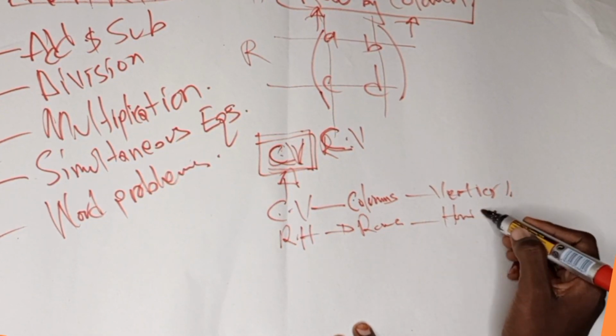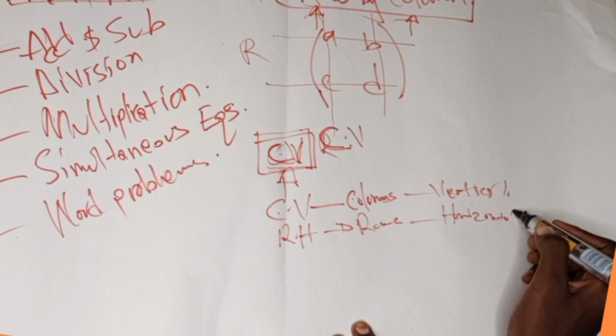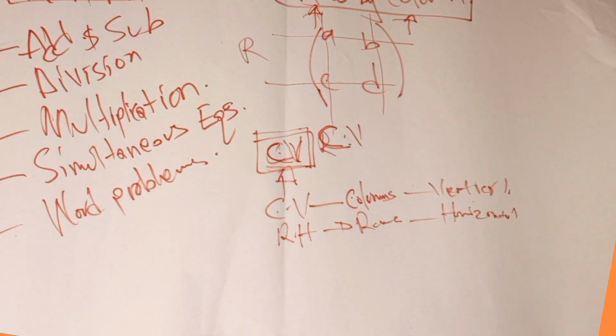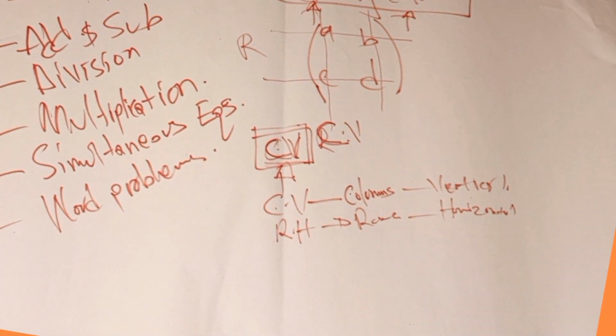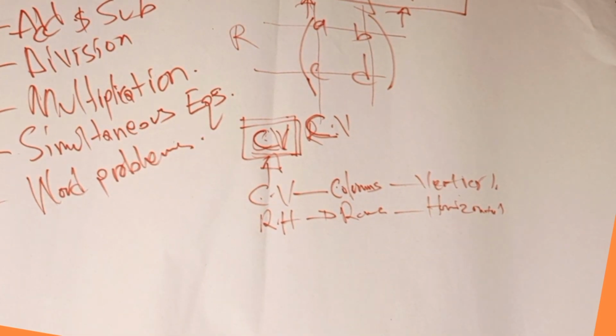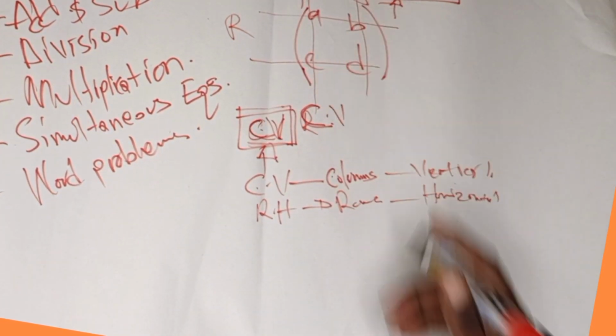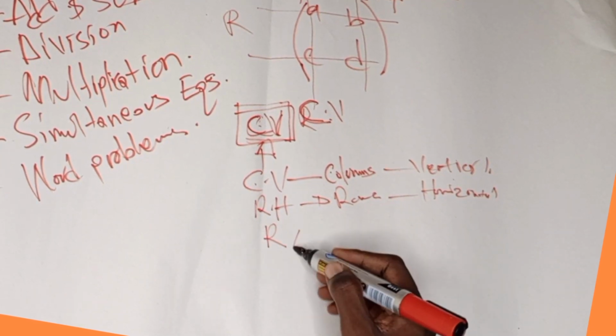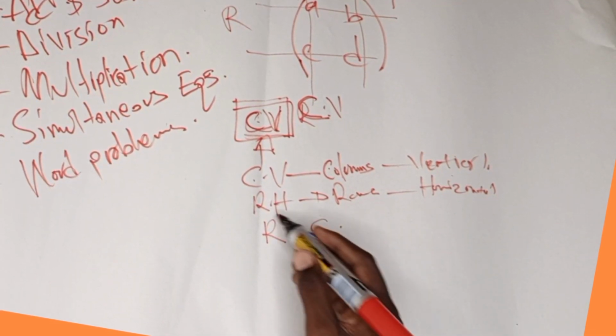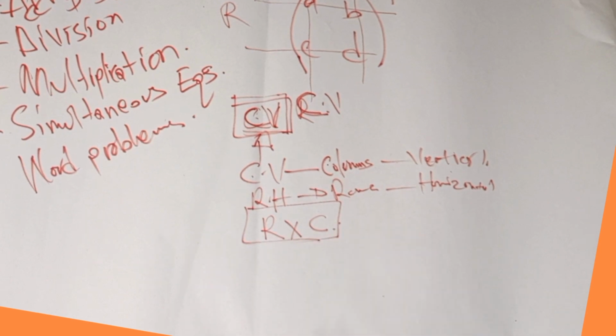horizontal. Always remember that columns are vertical, then rows are horizontal. That's how you will never forget what a column is and what a row is. So after learning about row by column, it means we start with a row, then we come to column. And now this brings us to what we call the order of a matrix.